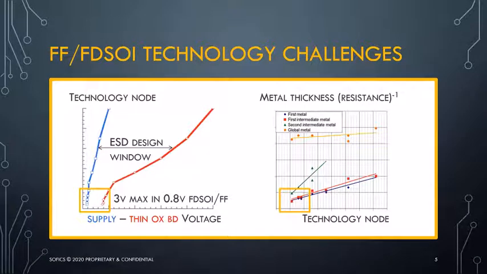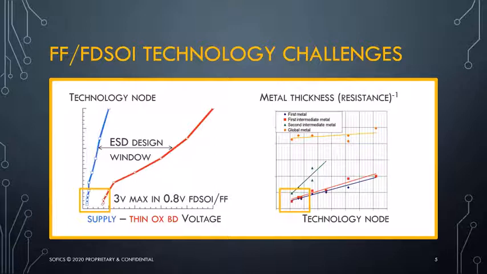The technology challenges are depicted here. What we see is that for decreasing technology nodes, the supply voltage has ever been decreasing, but also what has been decreasing is the thin gate oxide breakdown voltage, which is the red curve over here. The distance between those two curves is the ESD design window, which is the normal operating area for an ESD protection device, and it becomes smaller and smaller. In, for instance, 0.8 volt FDSOI and FinFET, we typically have a remaining design window of 3 volts only.